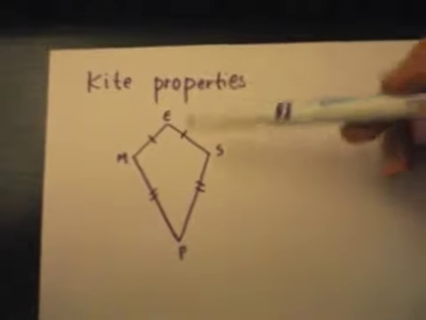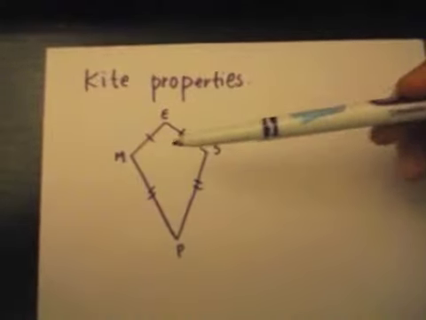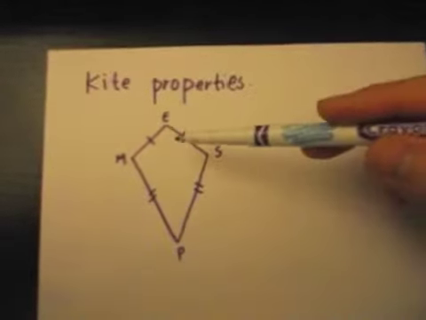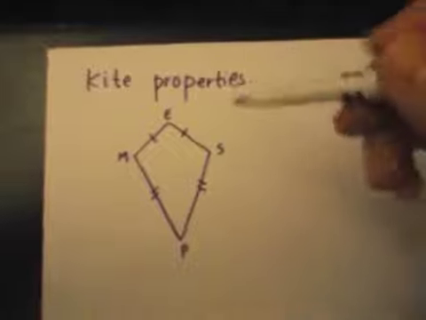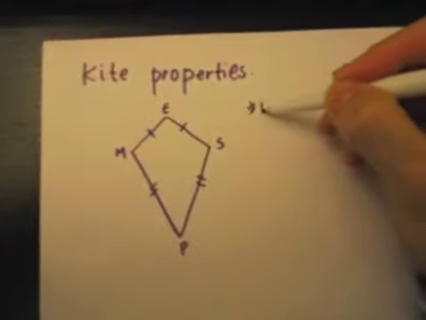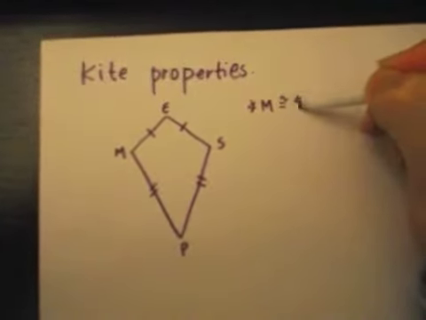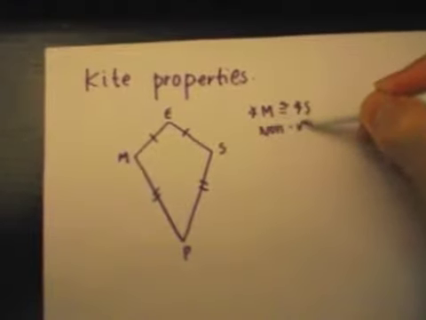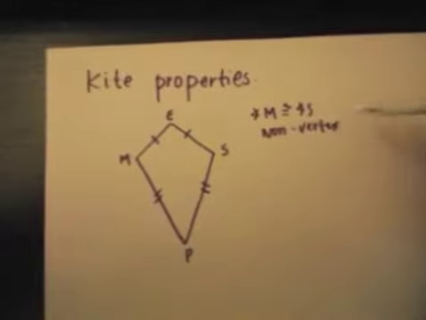Okay, so the first kite property was that the non-vertex angles are congruent. Okay, so angle M and angle S are congruent, because they are non-vertex angles.